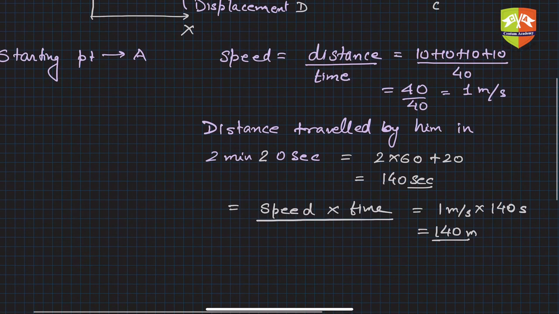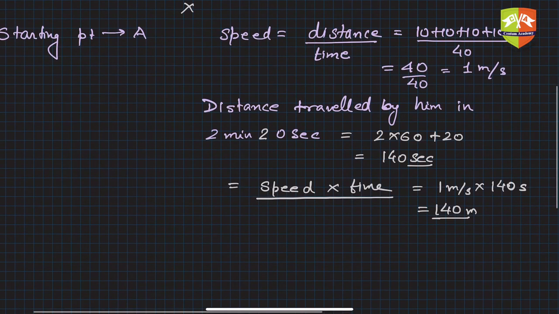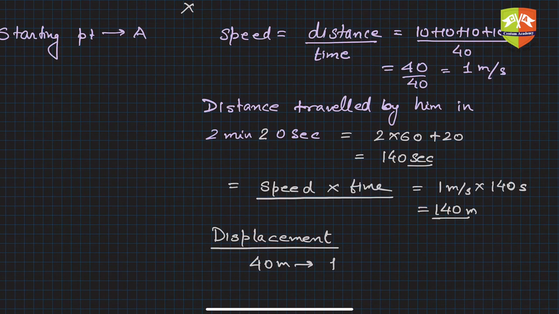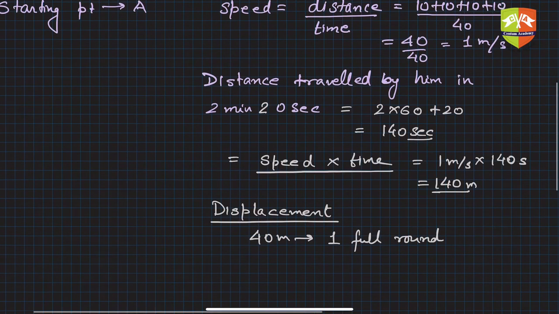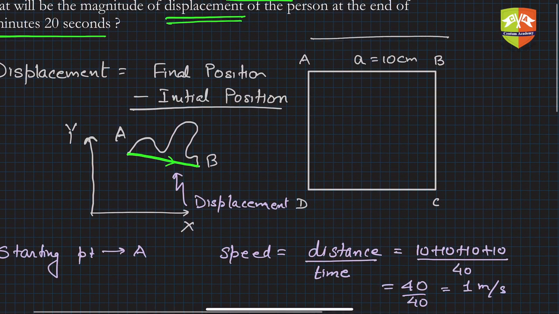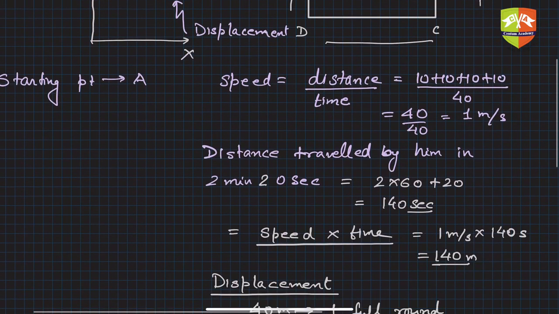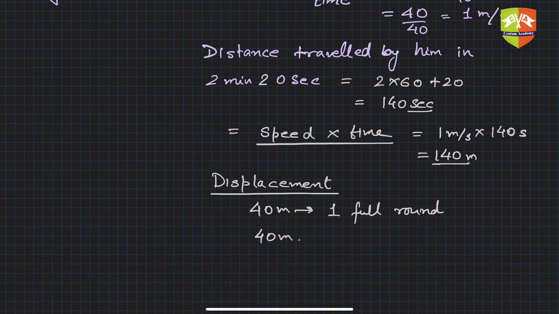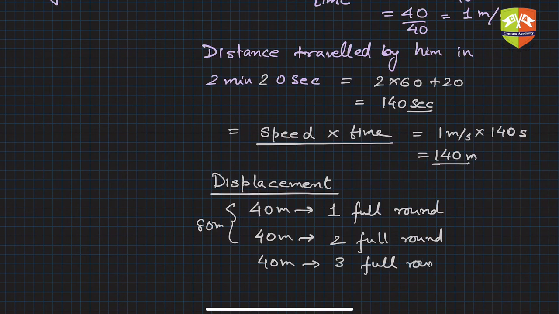So how much is the displacement? He is going around the perimeter, so displacement depends on how many full perimeters he covers. 40 meters is one full round. He comes back to the same point A in 40 meters, 10 plus 10 plus 10 plus 10. In the next 40 meters he would cover two full rounds, so the total is 80 meters. In the next 40 meters he covers the third full round, that means now 120 meters covered. So in 120 meters he will be back at point A.